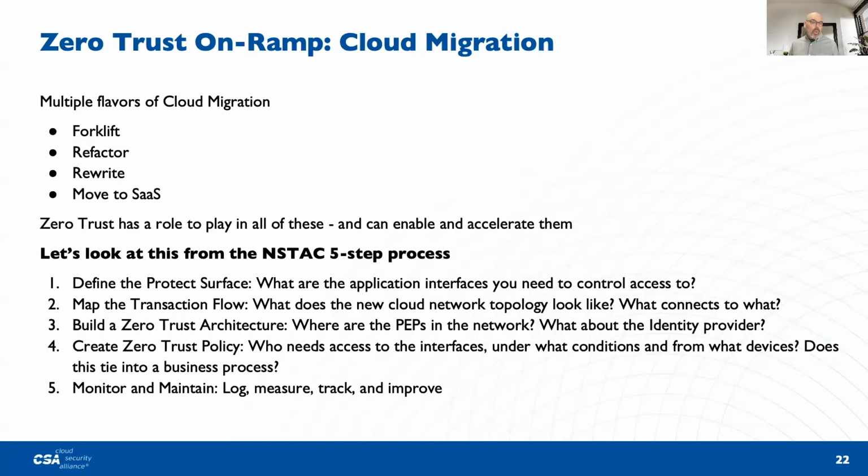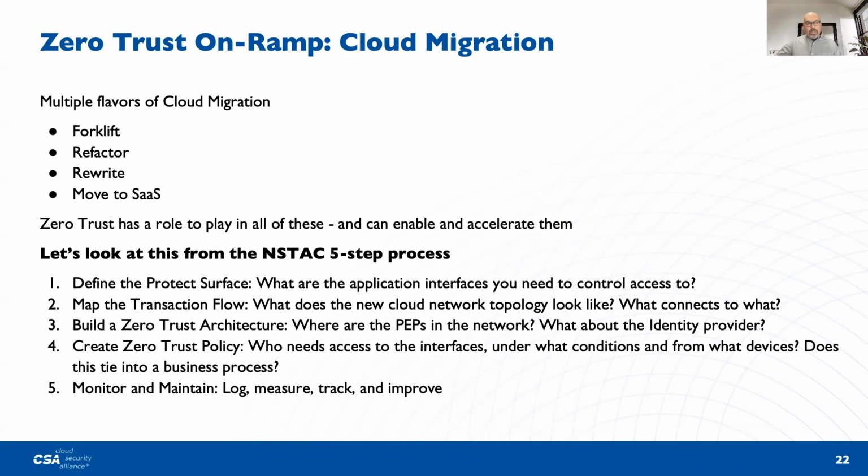So let's explore one on-ramp, one starting point for Zero Trust. In this case, we're talking about cloud migration. Now, there are multiple flavors of cloud migration, and we don't really have time to go into them here. I talk about them in my book, Zero Trust Security. But no matter which type of cloud migration you're taking, Zero Trust has a role to play. And if we think about this at a very high level, we're going to use the NSTAC report 5-step process around this.